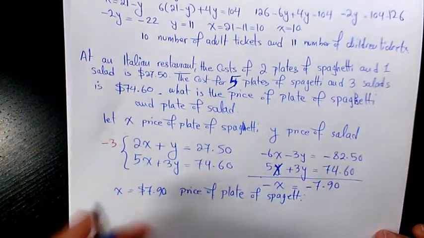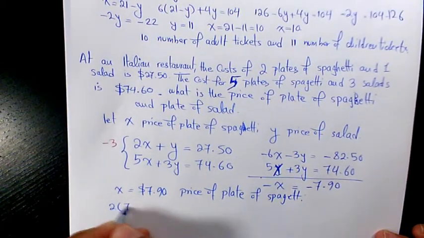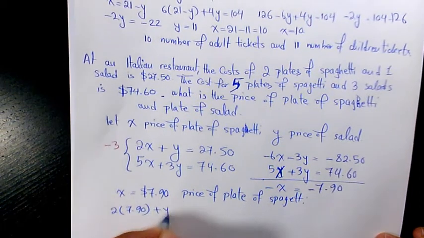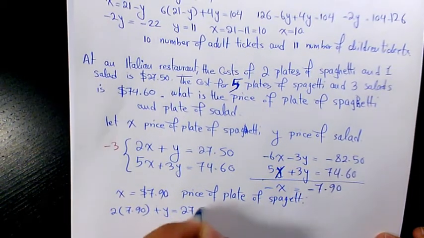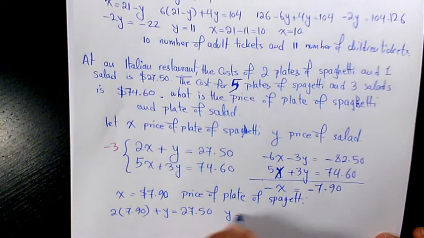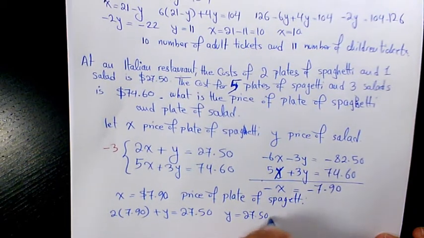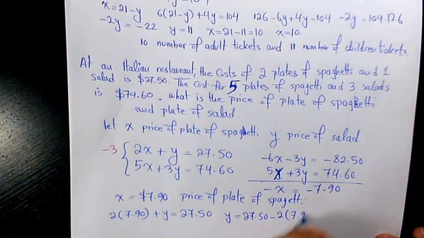Then we can say 2 times 7.90 plus y equals to 27.50. So y will be 27.50 minus 2 times 7.90.